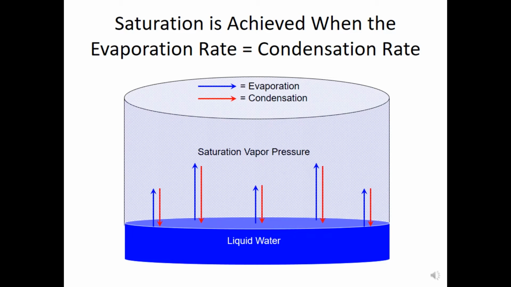So here we have an example where the system has been allowed to equilibrate to where the rate of evaporation from the liquid water is equal to the rate of condensation, and we refer to this as a saturated system. The atmosphere, in this case, can hold no more water vapor because for every water vapor molecule added to the system through evaporation, one is going to condense out. So at this point, we essentially have a steady state situation where the number of water vapor molecules in the air remains constant.